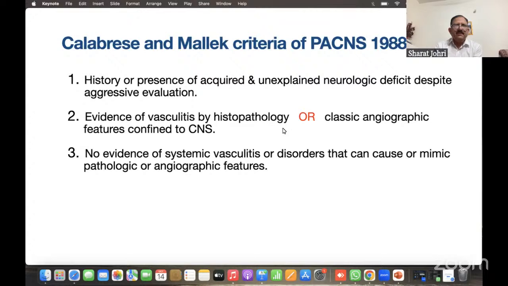There is a history of an acquired, unexplained neurological deficit despite aggressive evaluation, with no other cause found. So any unexplained neurological deficit in which the cause is not found, plus there is evidence of vasculitis by histopathology or by classic angiographic features confined to the CNS, which we will discuss, that is some narrowing of the arteries.